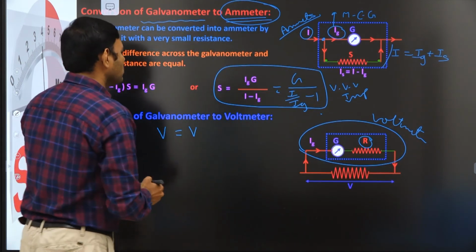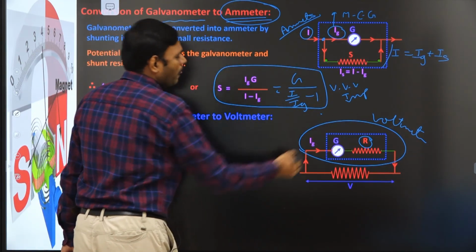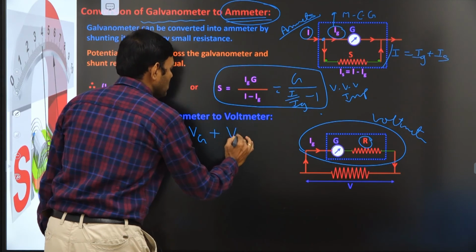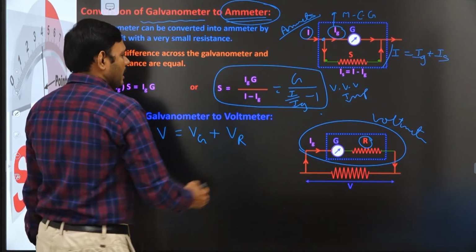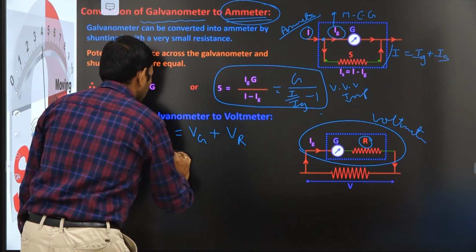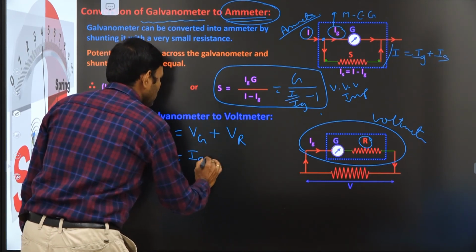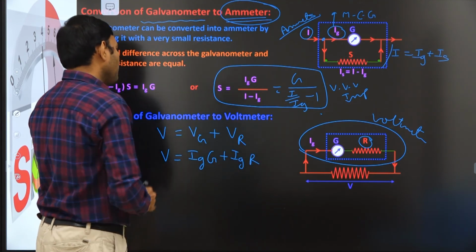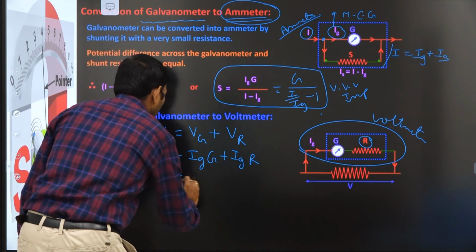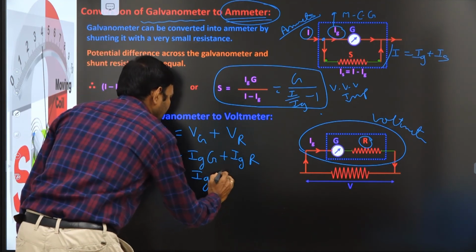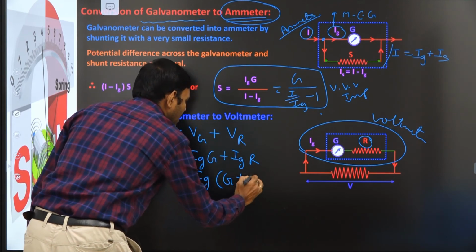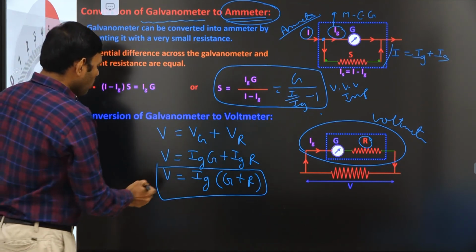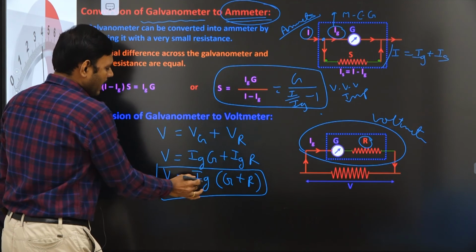So V, the total voltage measured by the voltmeter, is equal to the voltage drop across the galvanometer plus the voltage drop across the resistor. As these two are in series, the same current is passing, so V is equal to Iz into capital G plus Iz into capital R. This is the net voltage. If Iz is the maximum deflecting current in the galvanometer, then by connecting a resistance in series, the voltmeter measures voltage V equals Iz into (G plus R).